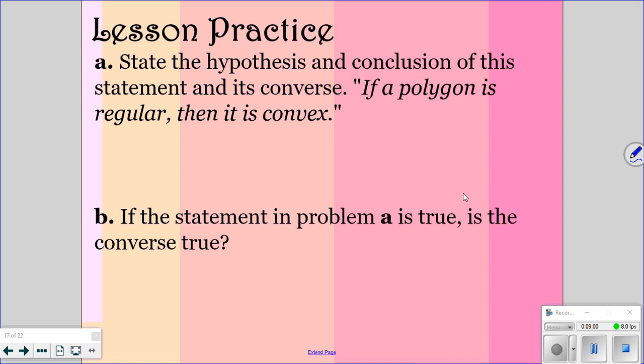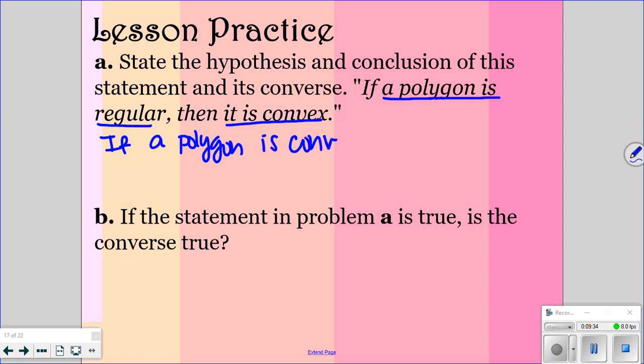So let's see if y'all can do these practice problems, and then I'll go over them. So y'all pause the video real quick and try them. So the hypothesis would be a polygon is regular. The conclusion is it is convex. Now your converse is where you just switch the two. So if a polygon is convex, then it is regular.